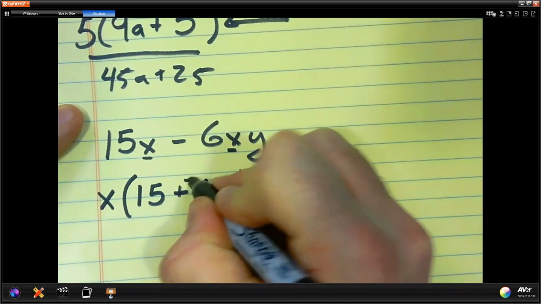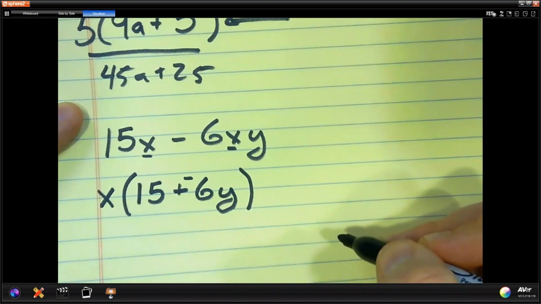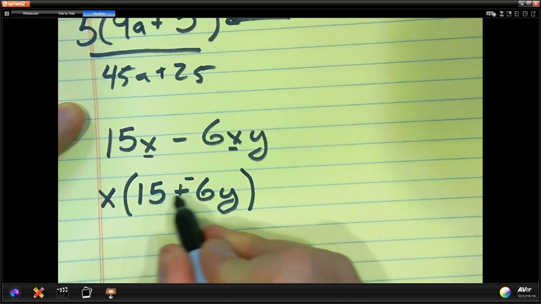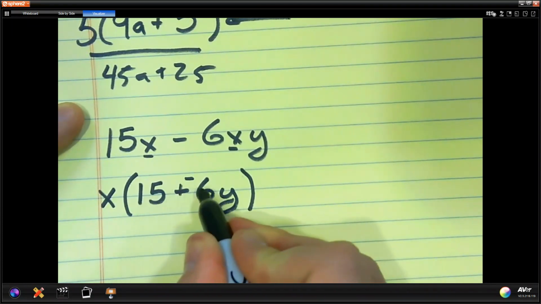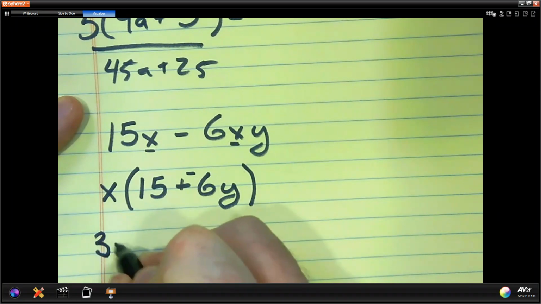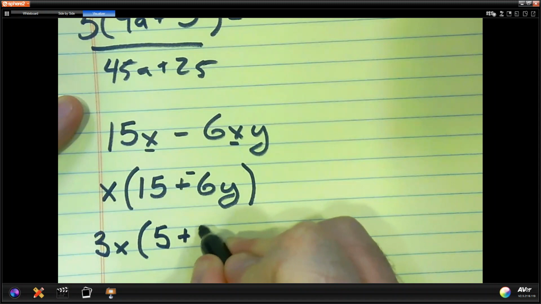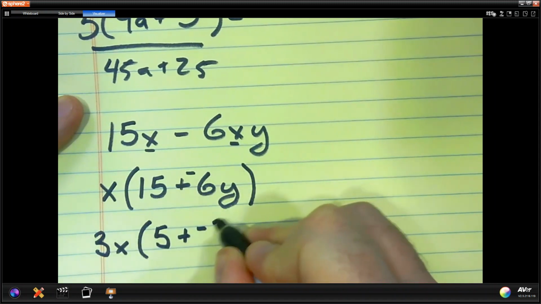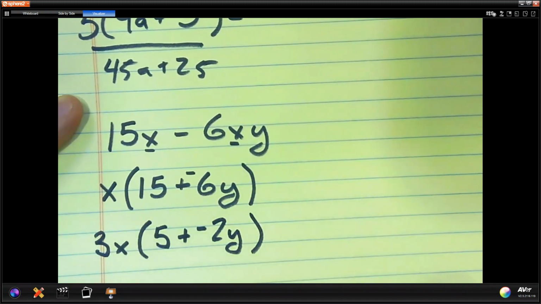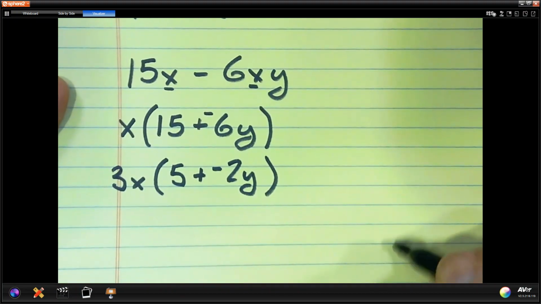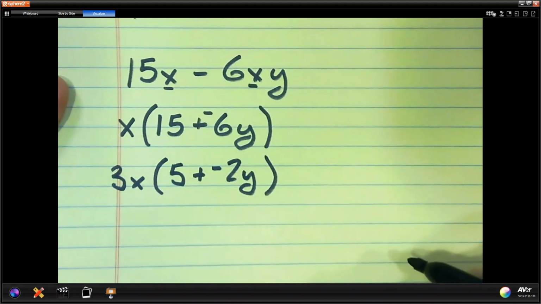And I'm going to do my 2-mark method because I don't want to be stuck with some weird subtraction thing there. Now, when I look at this, no y can be pulled out, but I do notice my 6 and my 15 are both divisible by 3. So I'm going to pull 3 out as well. I take 15 divided by 3, and I get 5, plus a negative, and 6 divided by 3 is 2. So we end up with the expression 3x multiplied by the quantity 5 plus negative 2y. These have no common factors, so I'm done factoring.